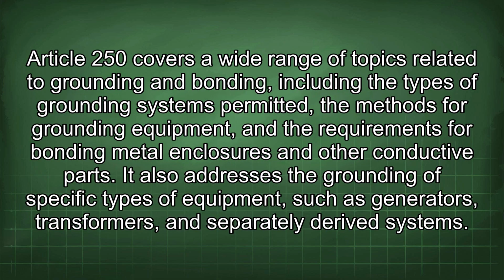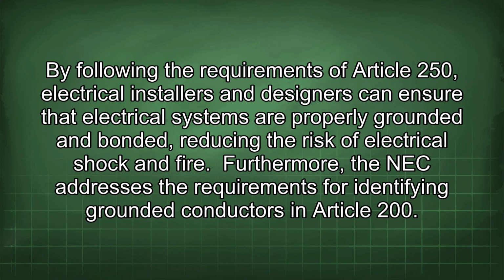Article 250 covers a wide range of topics related to grounding and bonding, including the types of grounding systems permitted, the methods for grounding equipment, and the requirements for bonding metal enclosures and other conductive parts. It also addresses the grounding of specific types of equipment, such as generators, transformers, and separately derived systems. By following the requirements of Article 250, electrical installers and designers can ensure that electrical systems are properly grounded and bonded, reducing the risk of electrical shock and fire.